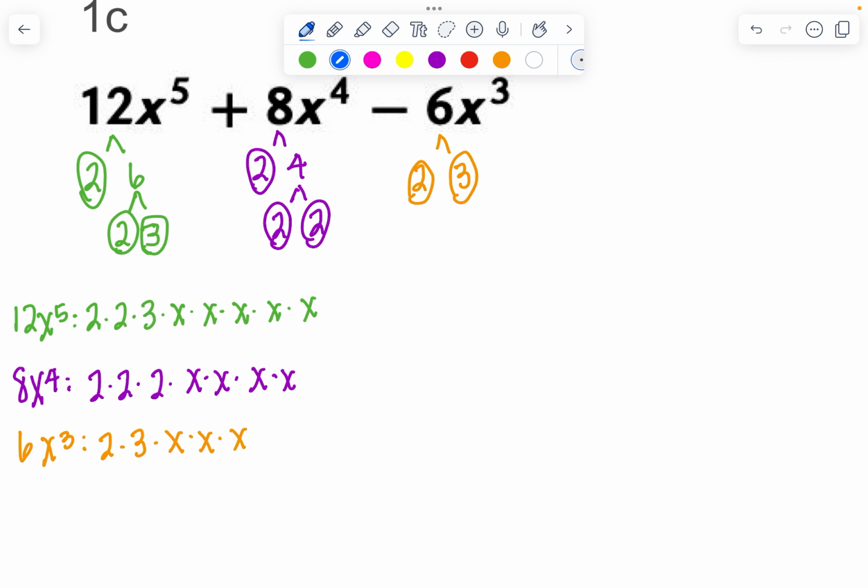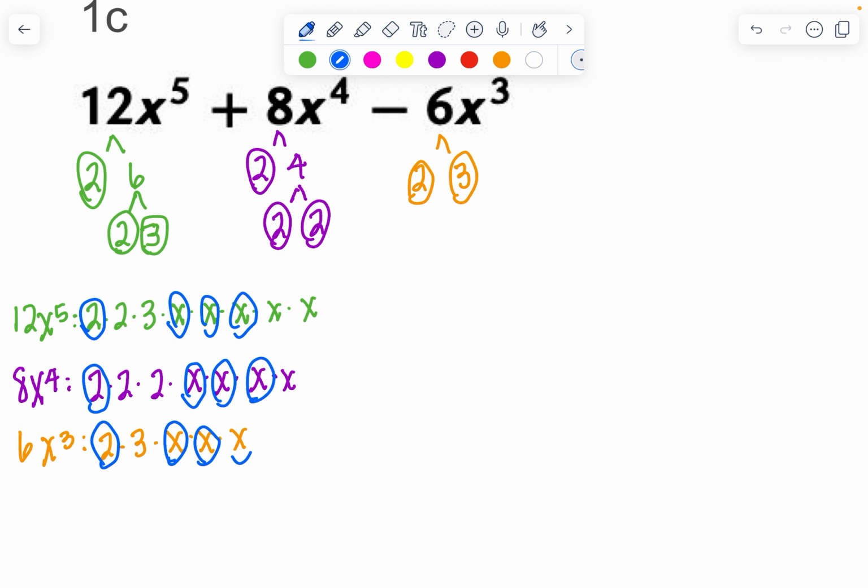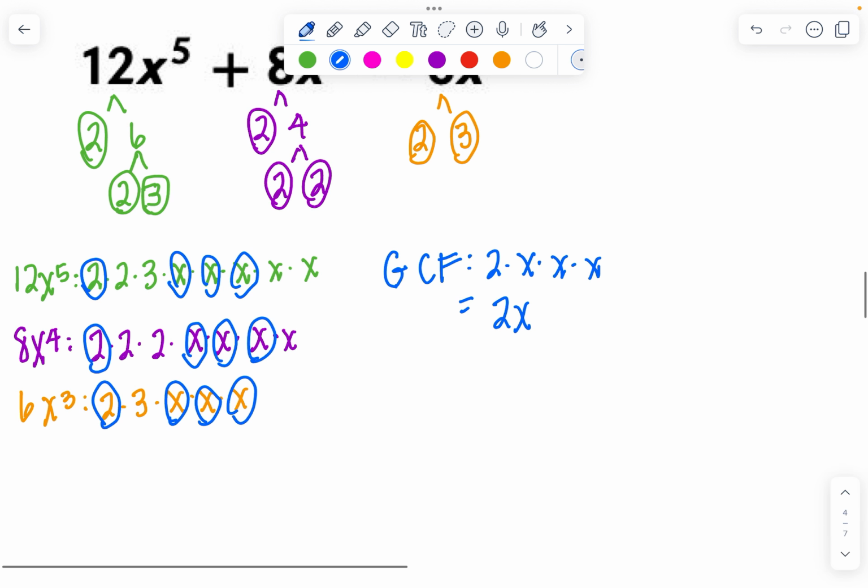So let's find everything that's common. The only number that's common to all of them is a 2. 8x to the 4th doesn't have a 3, so I can't use 3. And then it looks like we have 3 x's that are common to all of them. So again, I'm circling things that are common to all 3 terms here. So our GCF then is 2 times x times x times x, which is 2x to the 3rd power.